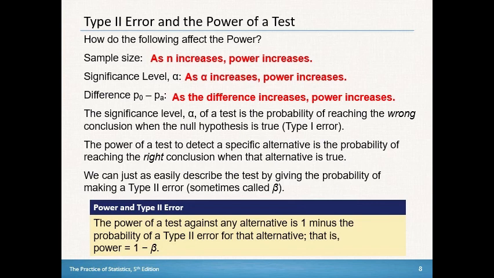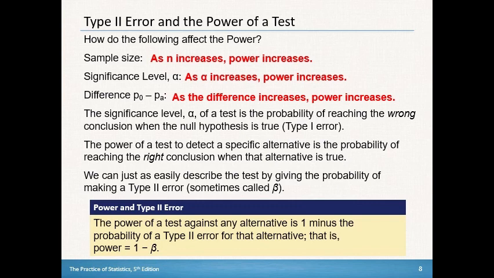All right, significance level of the test is the probability of reaching the wrong conclusion when the null hypothesis is actually true. So that's that shaded region on the right. That was on our graph on this example. That was the shaded region to the right. So that's the type 1 error.